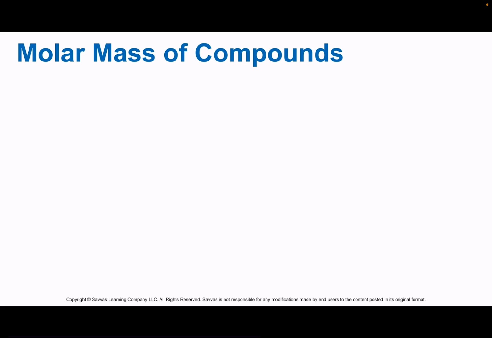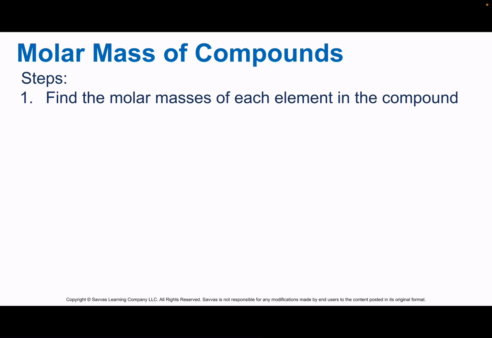Now, here's a big step. What if we have a compound? Which means, what if we have something that doesn't have just one element, it has multiple elements? Well, we're going to have to add up all of the masses of all of the atoms and get a total. So this is a summation we're about to complete.